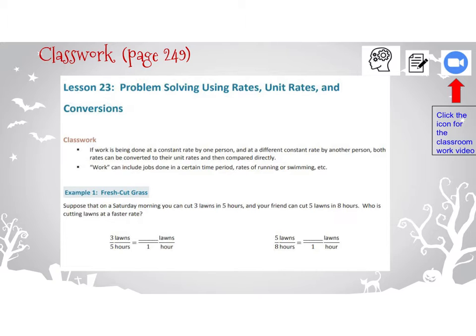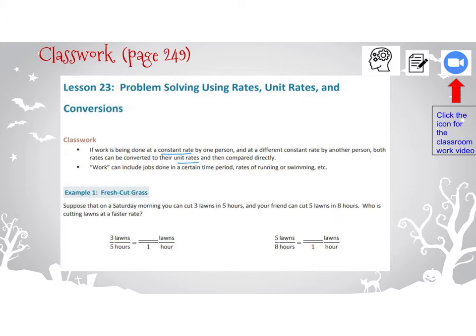If work is being done at a constant rate by one person and at a different constant rate by another person, both rates can be converted to their unit rates and then compared directly. So work can include jobs done in a certain time period, or rates of running or swimming.